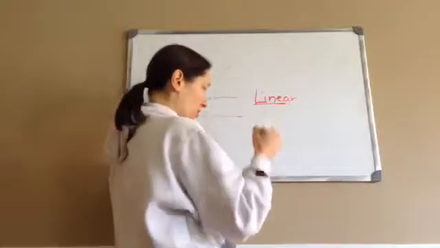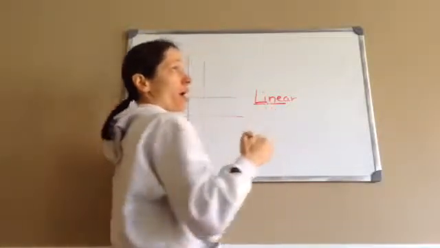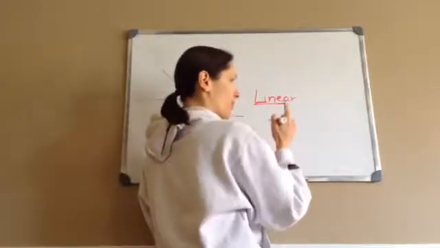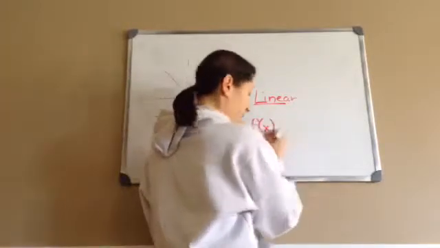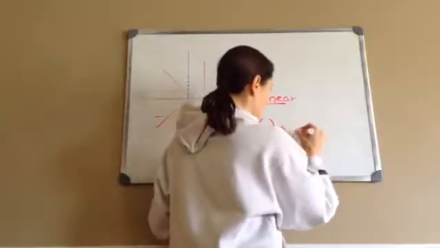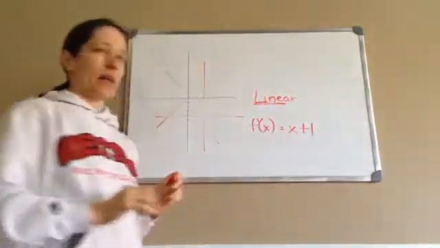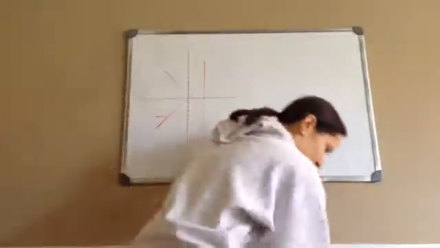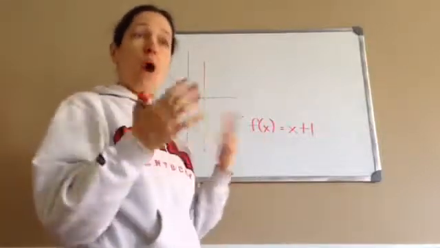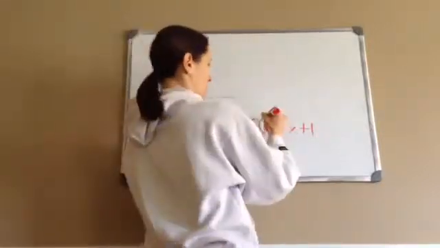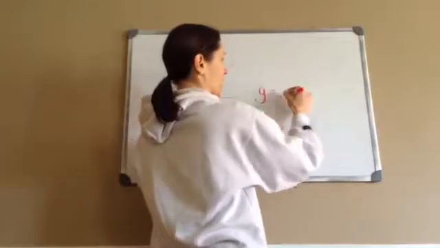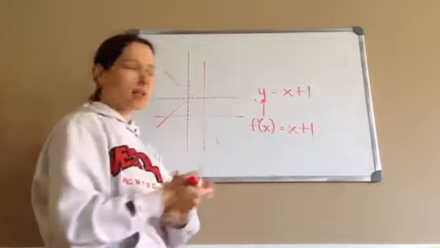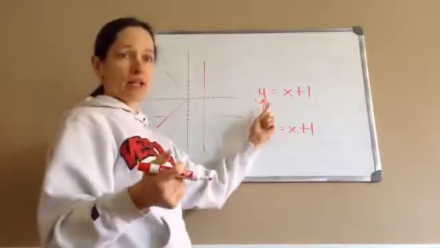Something I want you to notice about linear equations when we graph them. An example of a linear equation would be f of x equals x plus 1. Let me review something with you real quick. Whenever you see this f of x, I want you to think of y, the letter y. So I'm going to write y equals x plus 1. All I'm doing is changing that. This f of x means y, and you need to know that.